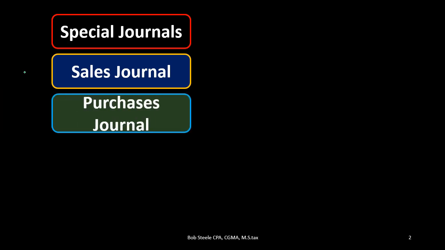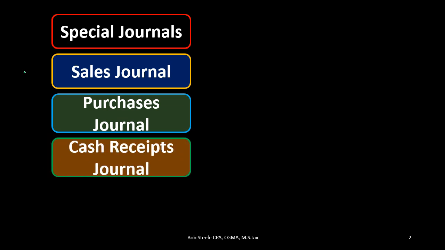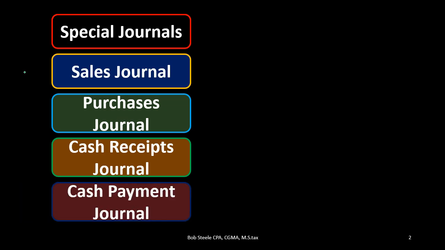Then we have the purchases journal. So when we make purchases, we will group those items in the purchases journal. The cash receipts journal. So any transaction where we receive cash, where cash is going up, will go in the cash receipts journal. And then the cash payments journal. Anytime the cash is going down, when we have cash payments, we're looking at the cash payments journal.